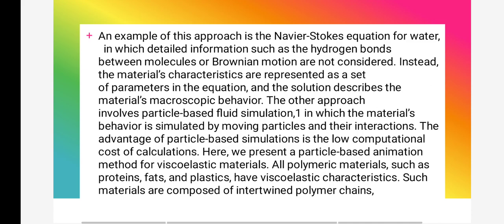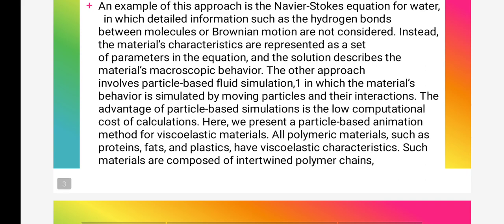microscopic behavior. The other approach involves particle-based fluid simulation, in which the material's behavior is simulated by moving particles and their interactions. The advantage of particle-based simulation is the low cost of calculations. Here we present a particle-based animation method of viscoelastic materials.